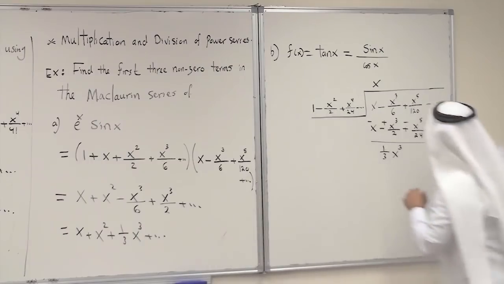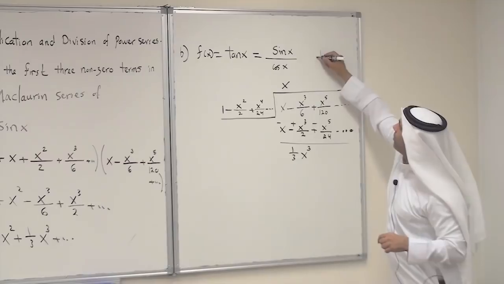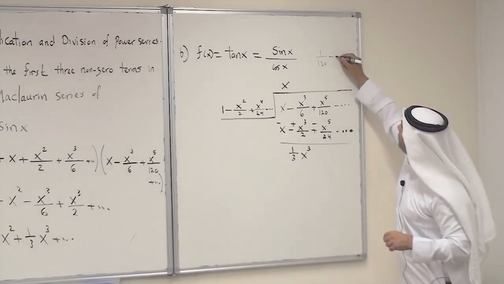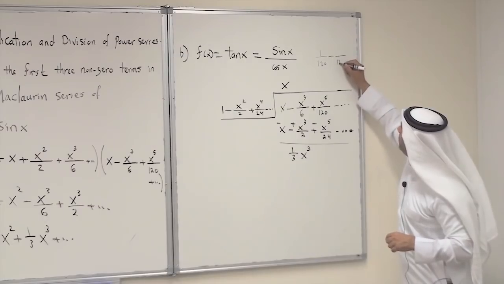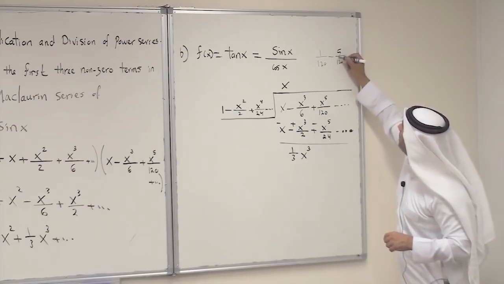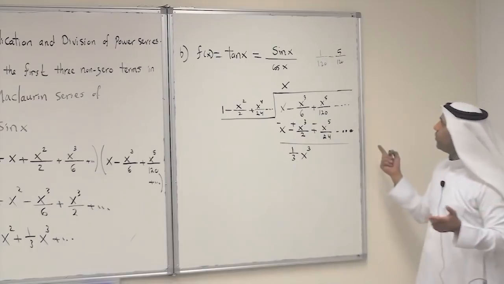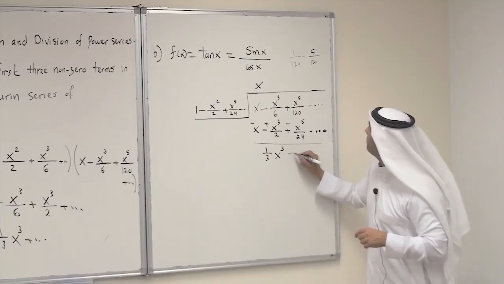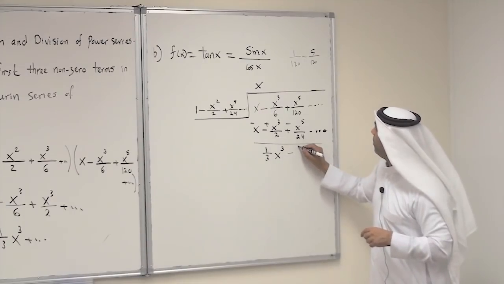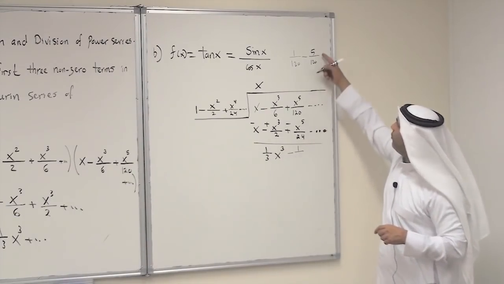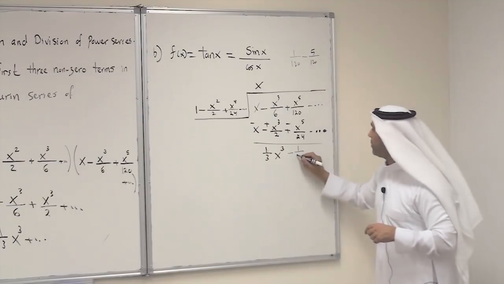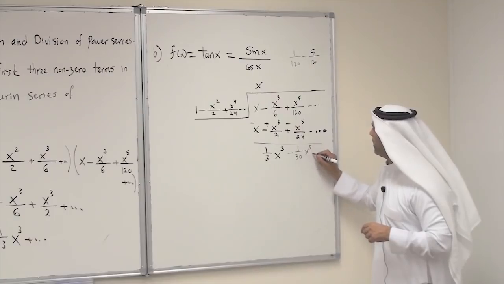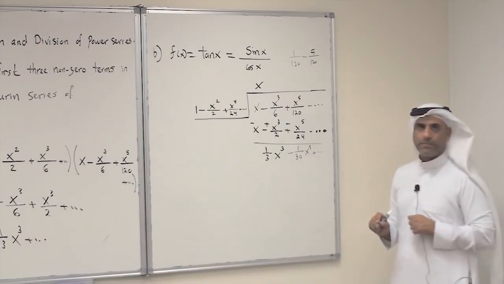And then I have 1 over 120, x to the power 5, minus 1 over 24. If you multiply by 5, this will be 120, and that will be 5. So it is 1 minus 5, that is minus 4, over 120. So that is minus 4 over 120. So this is minus 1 over 30 multiplied by x to the power 5 plus, etc.